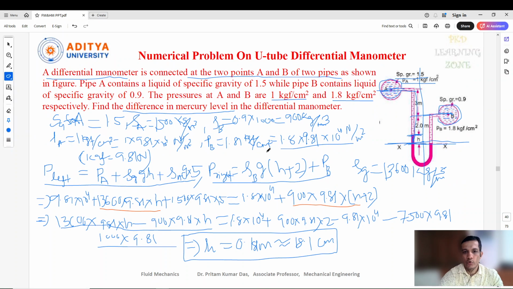So these two problems, I hope you understood how to solve these problems regarding the U-tube differential manometer.